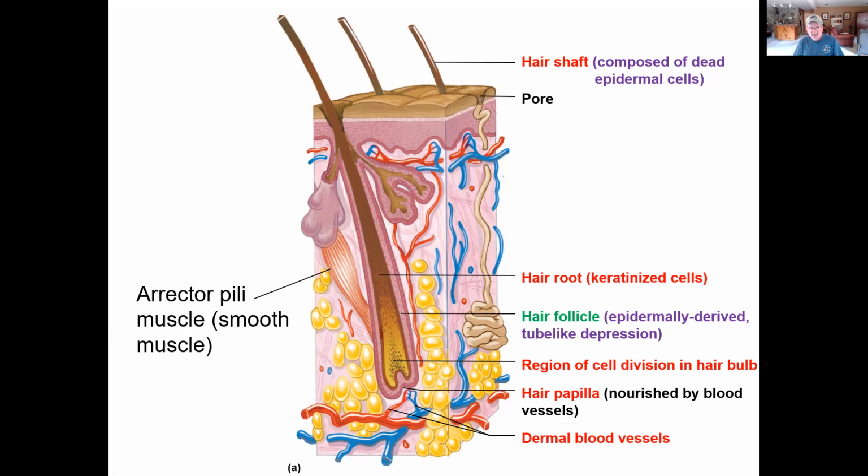If you've ever seen the stereotypical Halloween cat, the arched back and the hair standing straight up, that's sort of what happens when the erector pili muscles all contract at once and the hair goes straight up. Or when you get goosebumps, goose pimples, that's due to the erector pili muscles contracting, pulling on the hair, causing it to go straight.